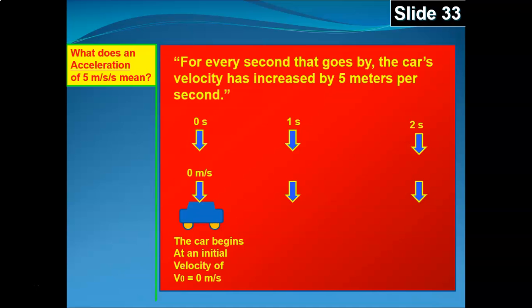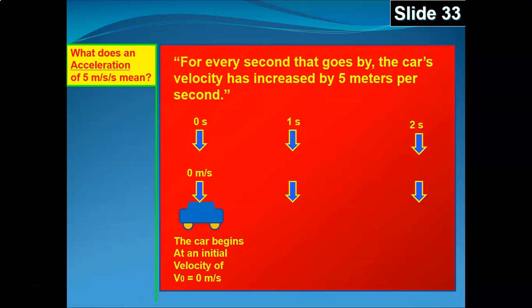Okay, so what does an acceleration of 5 meters per second squared mean? It means that for every second that goes by, the car's velocity has increased by 5 meters per second. Now, it could have also decreased by 5 meters per second, or it could have to do with a change in direction. But the most obvious example of acceleration that you're familiar with is a car speeding up. Usually when you say someone or a car accelerates, it's speeding up. It's getting faster. So we're going to take that as our example.